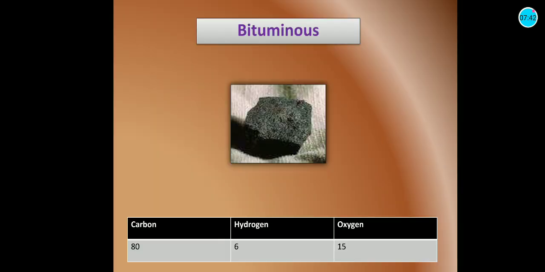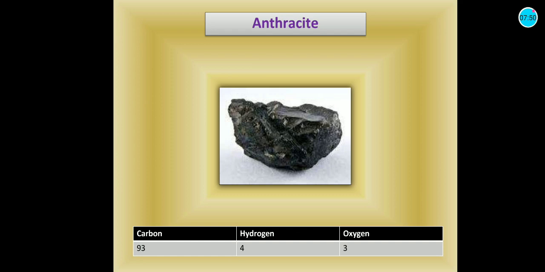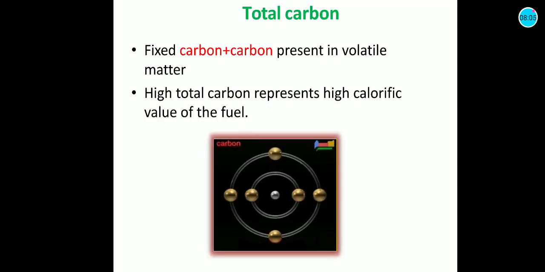Then bituminous. Carbon is 80%, hydrogen is 6%, and oxygen is 5%. Then anthracite. The carbon content present in anthracite is 93%, then hydrogen is 4 and oxygen is also 3. Then total carbon content.